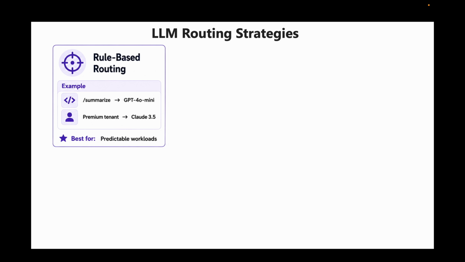The simplest approach is to use rule-based routing, where you have predefined policies to determine the destination. For example, for summarization requests, use GPT-4o Mini. For a premium tenant, use Claude 3.5, etc. These policies are defined at design time.